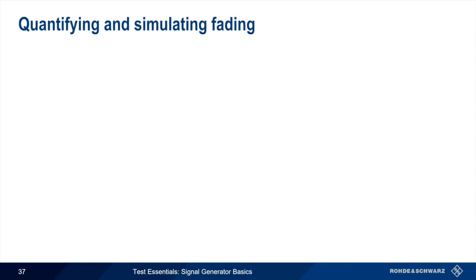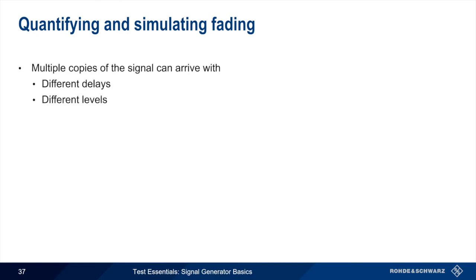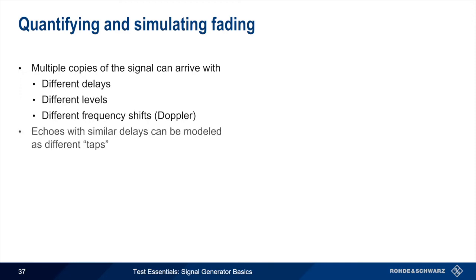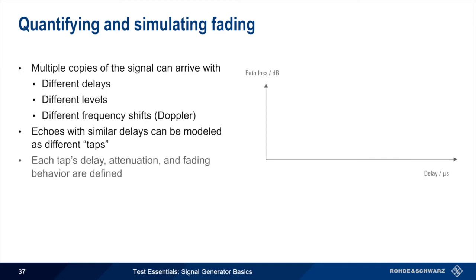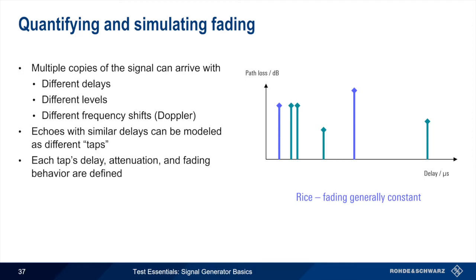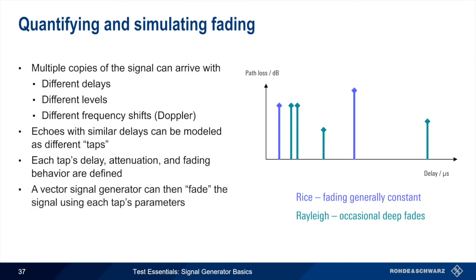As we've just seen, in the real world, multiple copies of the signal can arrive with different delays, different levels, and different frequencies. We can model these echoes with similar delays as so-called taps. Each tap has a defined delay, attenuation, and fading behavior. Fading behavior includes things such as the time-varying pattern of the fade. For example, Ricean fading generally is constant over time, whereas Rayleigh fading occasionally will exhibit deep fades. Once we've provided this information, a vector signal generator can then fade the signal appropriately for each tap.